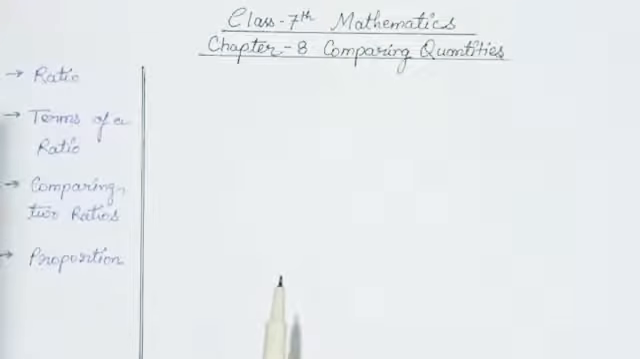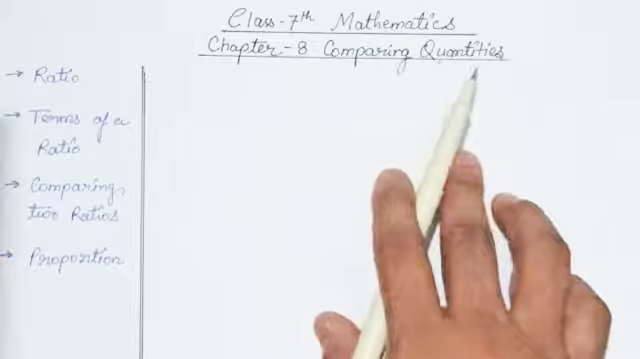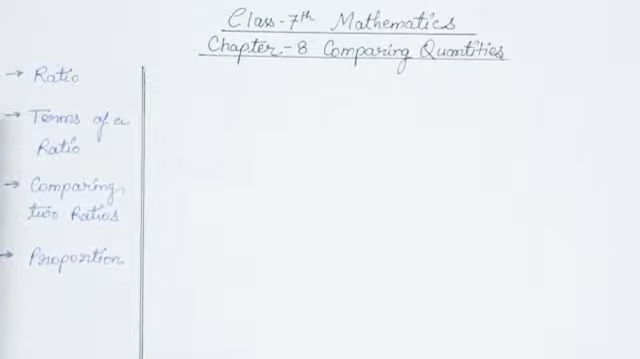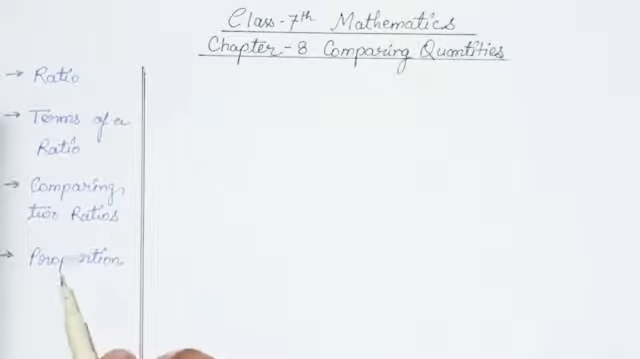Hello students, today we are going to start our next chapter, chapter 8, comparing quantities. In this chapter you will learn about the various ways through which we can compare two given quantities. This is the first part of the chapter, in which we will study what a ratio is, terms of a ratio, comparing two ratios and proportion. After that, we will also solve some exercises related to these topics.